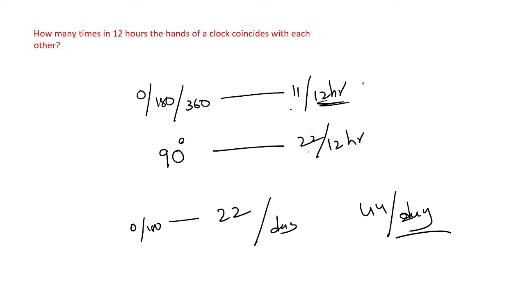That is wrong clock problems. See guys, we are having a clock here. A faulty clock gains 5 minutes for every 1 hour. That means that if 1 hour has passed in the original clock, the wrong clock will show 1 hour 5 minutes. That means it is moving fast by 5 minutes for every 1 hour. So 1 hour time in the original clock is equal to 1 hour 5 minutes in the wrong clock. That's the meaning of gaining 5 minutes for every 1 hour.